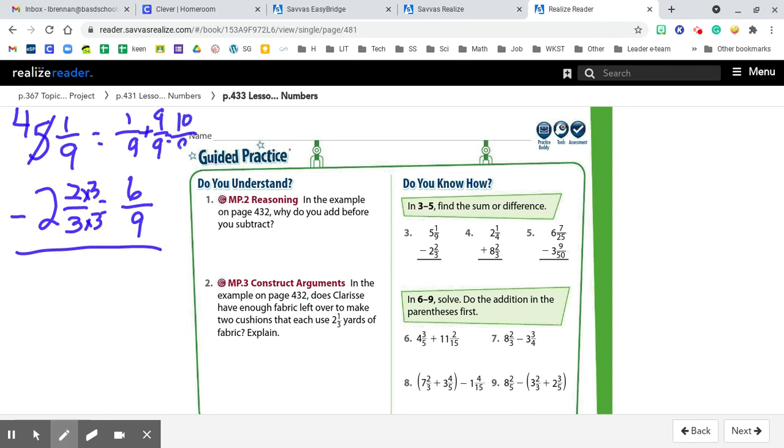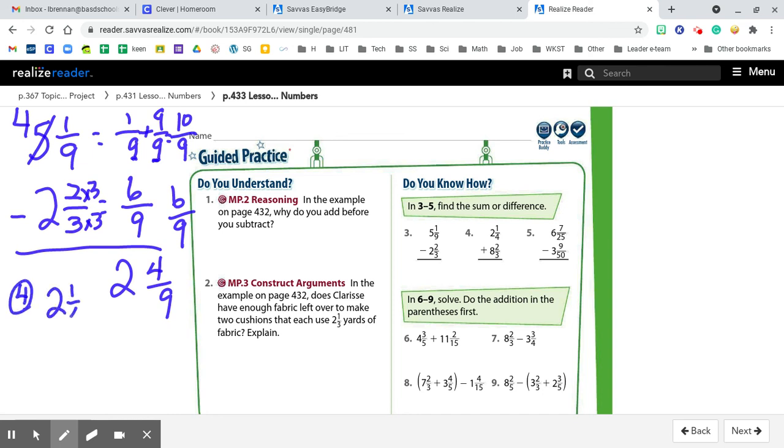And remember, I'm borrowing as a ninth over here because I'm working in the ninth. So I'm going to borrow 1 as 9 ninths. So 10 ninths minus 6 ninths is 4 ninths, and go back to our whole numbers. So I have 2 and 4 ninths for number 3. Let's see if I can squeeze number 4 in down here.